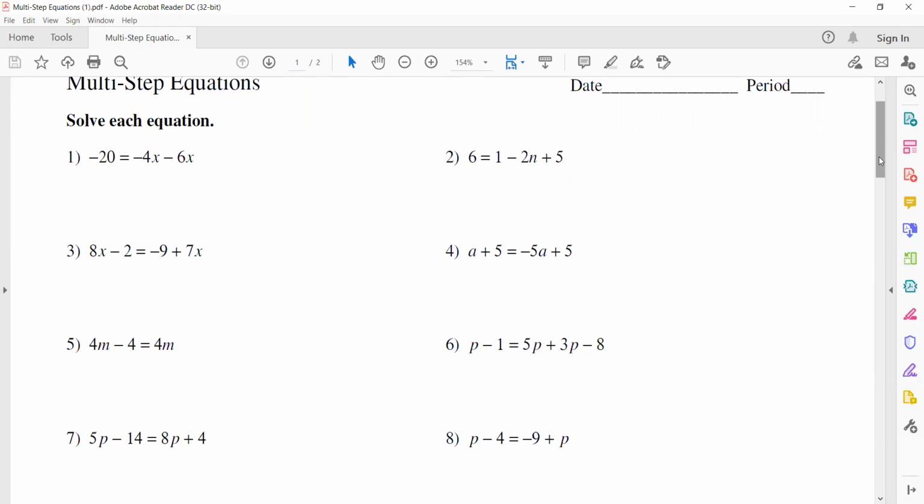I got negative 10 x's. Remember, combine the coefficients. Negative 4 and negative 6. So that negative 4x in the first column, that's 4 negative x's. It's not just 2 x's.